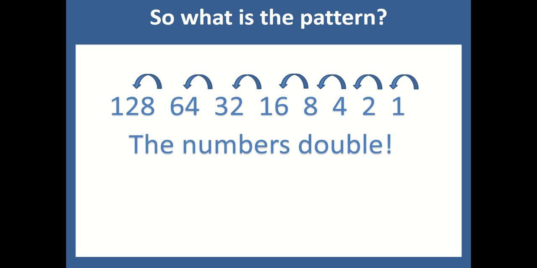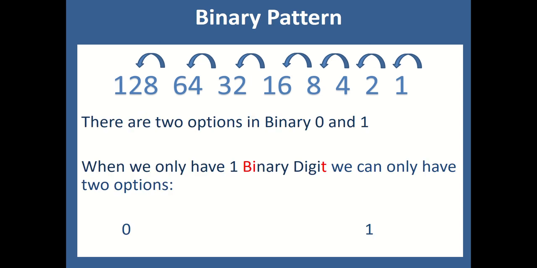That's because we need to represent numbers in bytes, and there are 8 bits in a byte. So we need 128, 64 and 32. Notice how the number 1 is on the right hand side here. The numbers, as we said, double, and this is why. When we have a 0 and 1, we know that these are binary digits. If we only have one binary digit, we can only have 2 options, a 0 or a 1.